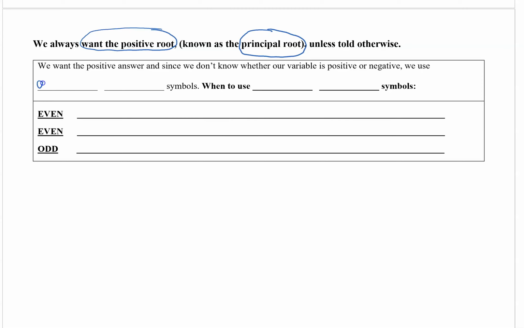Well, we use absolute value symbols. So what I'm going to talk to you about right now is when to use those absolute value symbols. Now, the first thing I want to say about that, so put a little star in here: this is only when working with variables. We don't need to worry about using absolute value when we're working with numbers. We can just take the positive root. We just take the positive version of our number answer, no big deal.